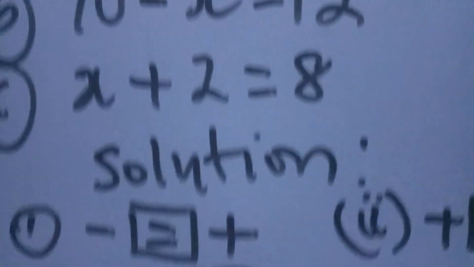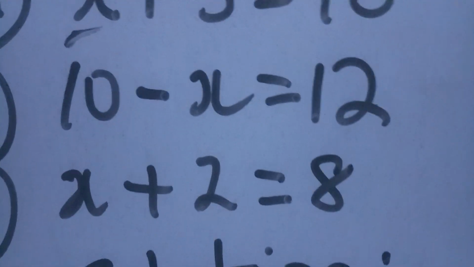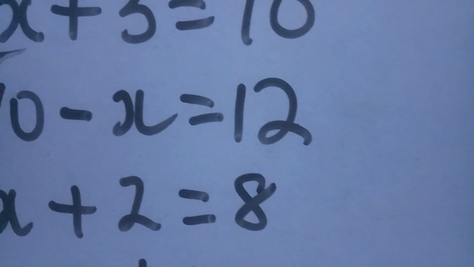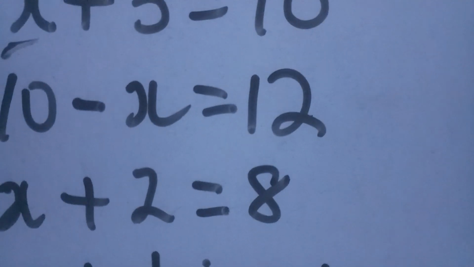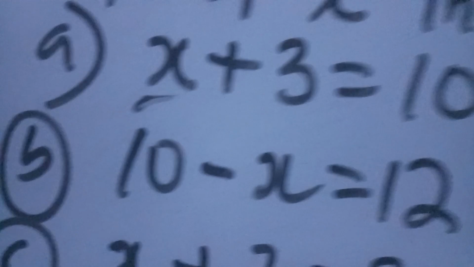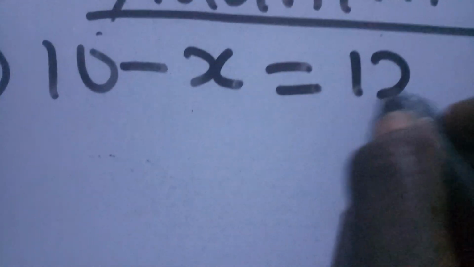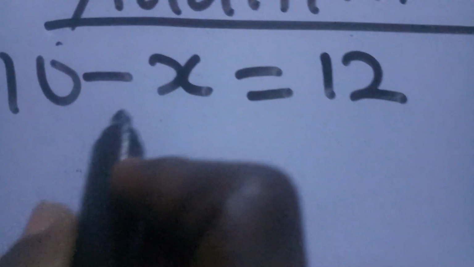The second one is 10 minus x equal to 12. Let's rub this up. We have limited board, so you have to manage it. Second one is 10 minus x is equal to 12. So we are looking for x.